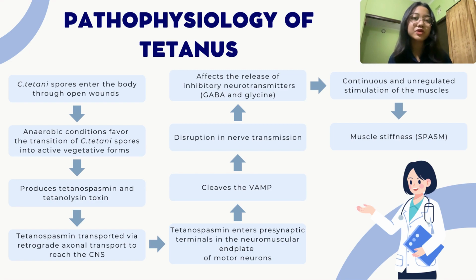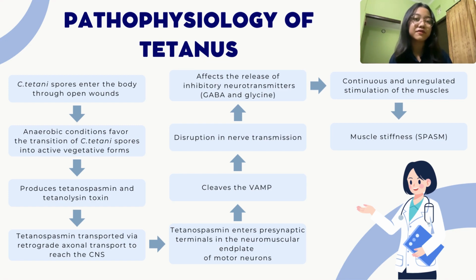Then, the bacteria produce a potent neurotoxin called tetanospasmin, which spreads throughout the bloodstream and lymphatic system, and tetanolysin, which is capable of harming living tissue at the wound site and creating an advantageous environment for bacterial proliferation. Tetanospasmin is transported via retrograde axonal transport to reach the central nervous system.